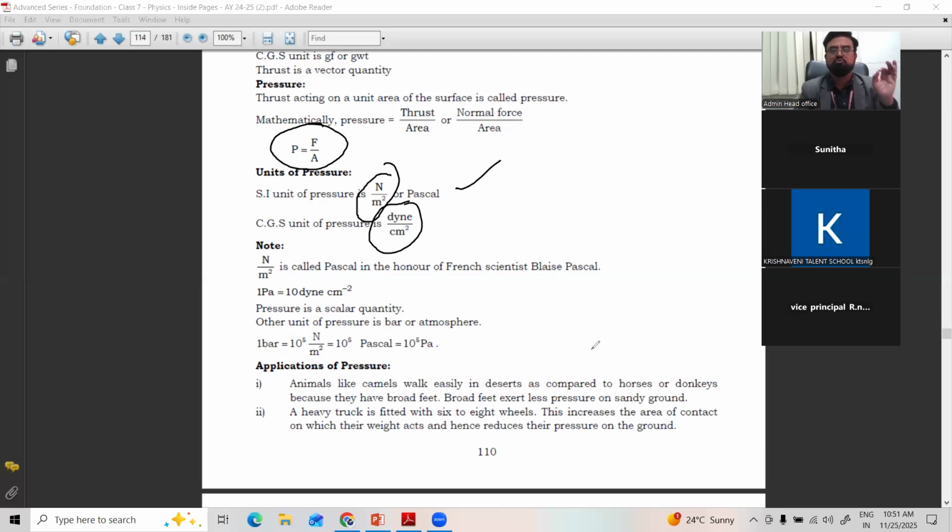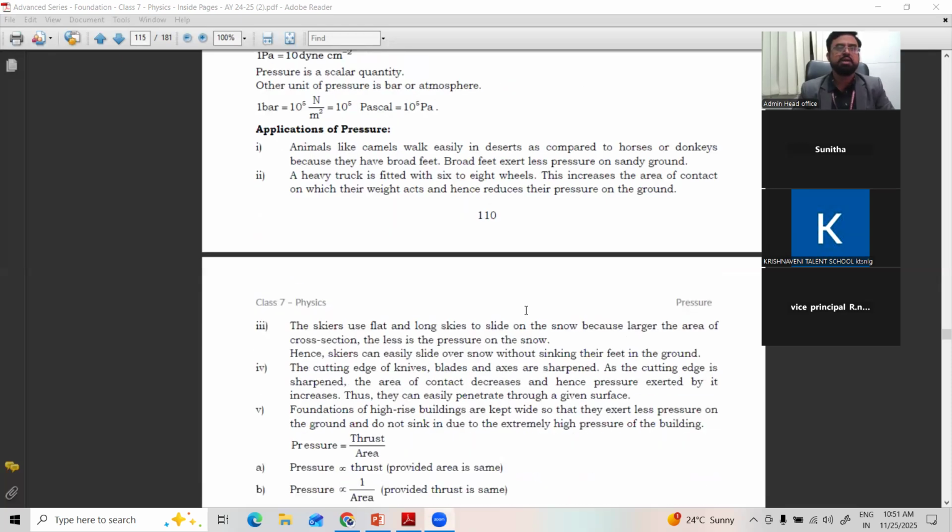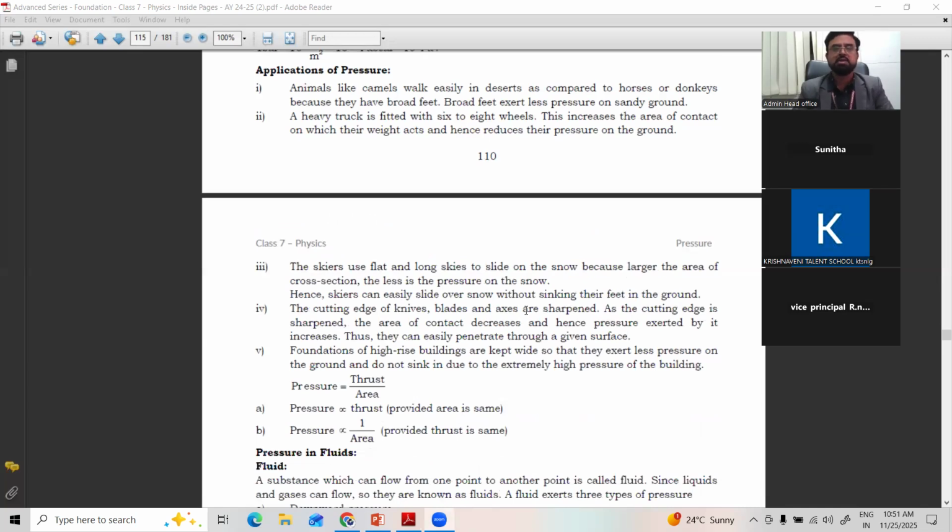Clear? The force or thrust acting per unit area is called pressure. That is our chapter heading, which is mathematically given by P is equal to F by A, measured in Newton per meter square or dyne per centimeter square.